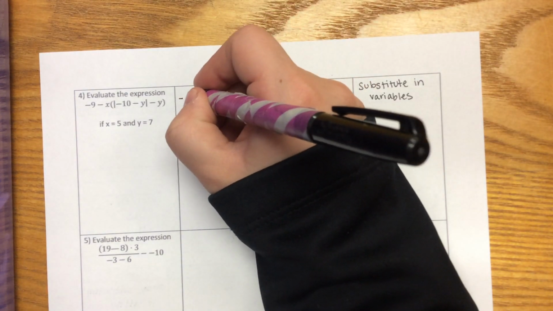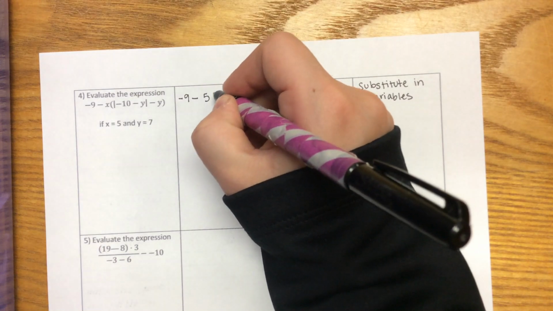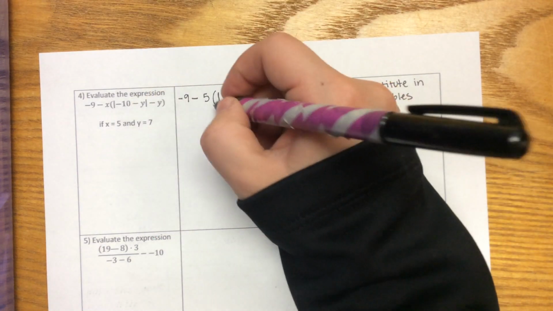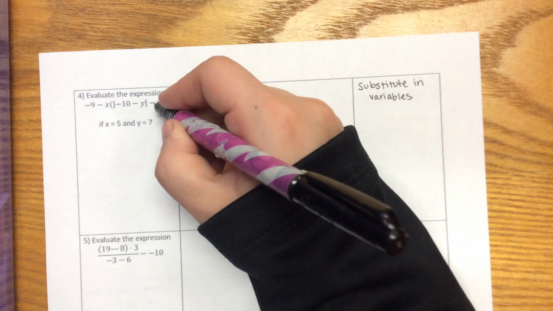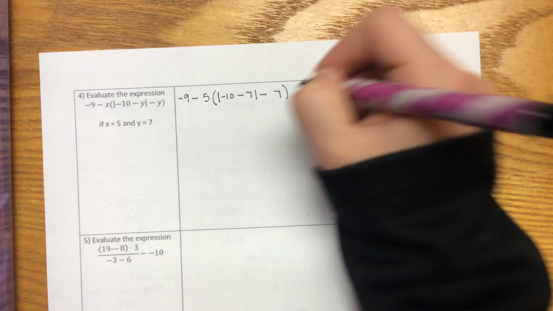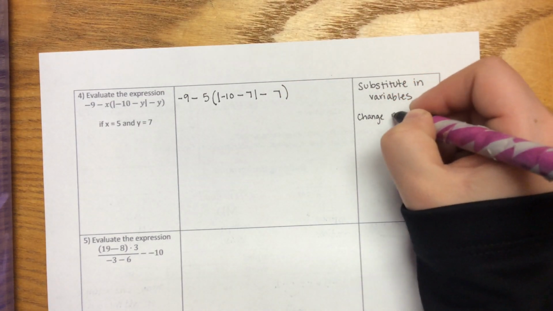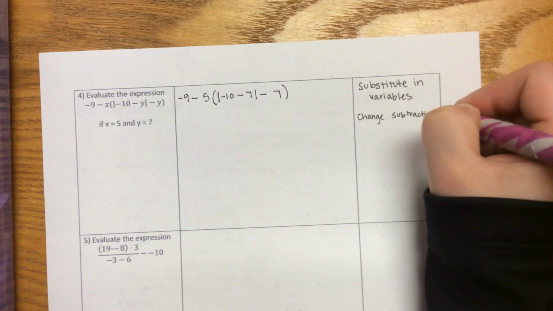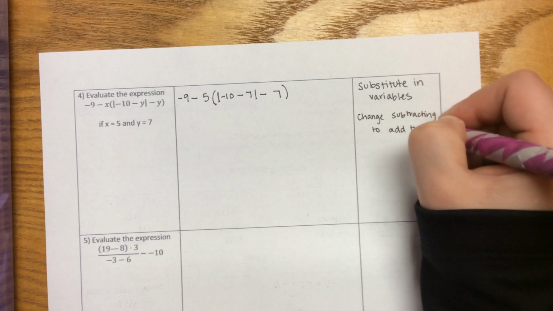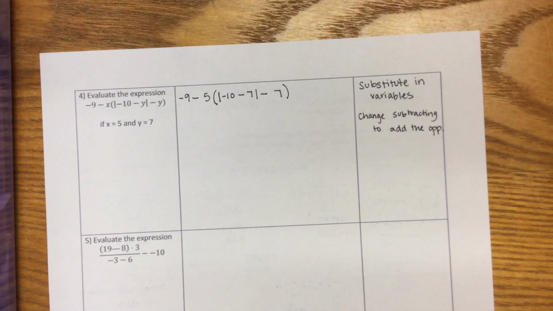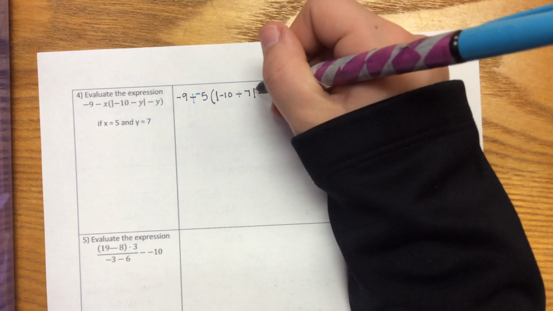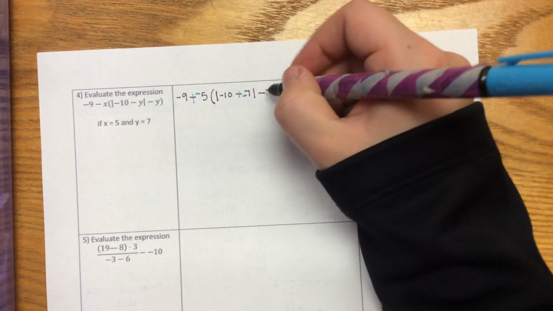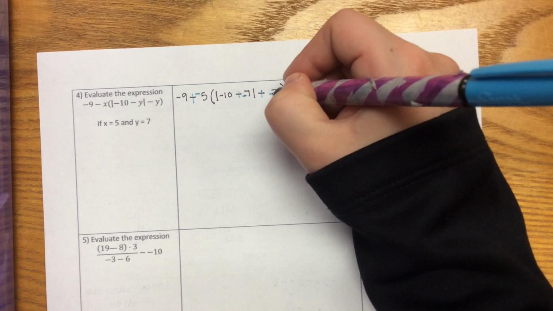Okay, so I have a negative 9 minus x, which is 5, parenthesis, absolute value, negative 10, minus y, which is 7, absolute value, minus y, which is 7, parenthesis. And then I'm going to change subtracting to adding the opposite. Okay, and I'll use a different color so you can see what I'm changing. So I'm going to change this subtracting to adding, and this goes from a positive 5 to a negative 5. This subtracting here goes to adding, and it goes from a positive 7 to a negative 7. And again here, this subtracting goes to adding, and it goes from a positive 7 to a negative 7.